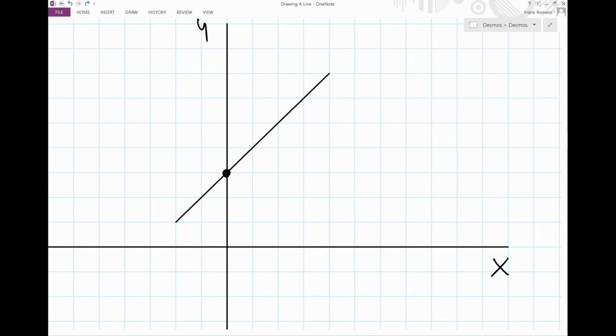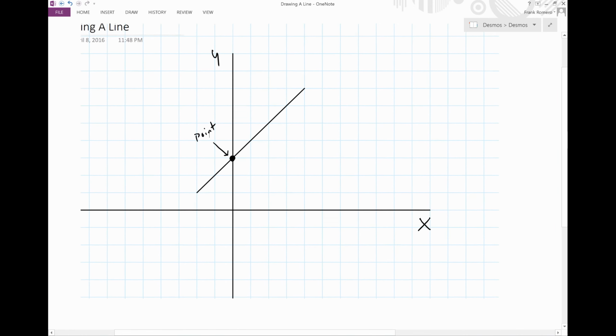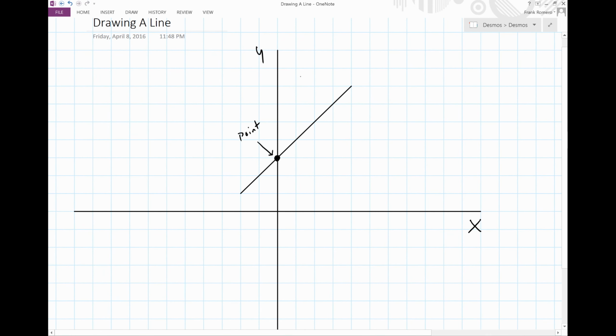But like I was mentioning before, to draw a line, you need a point. And we also need something called the slope, which usually is represented by m. The slope is how steep a line is. So that's one way of discovering the equation of a line.